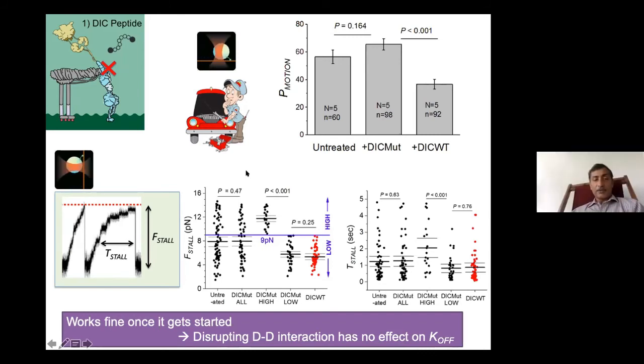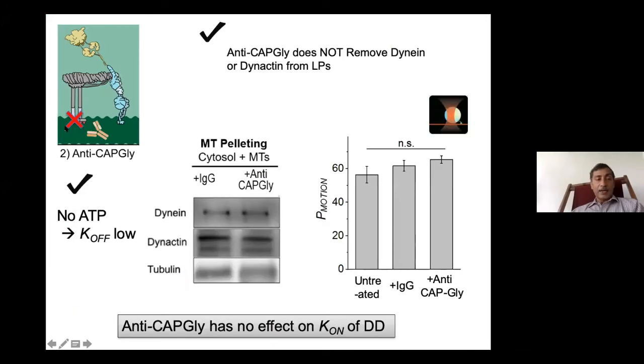So just to summarize this, when you disrupt this interaction, the machine has a problem in getting started. But once it gets started, it works fine. So now let's look at the other interaction, the one which we already studied.